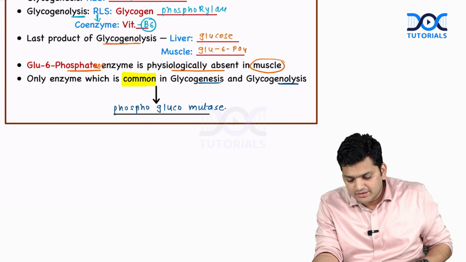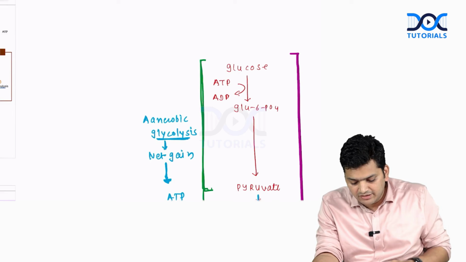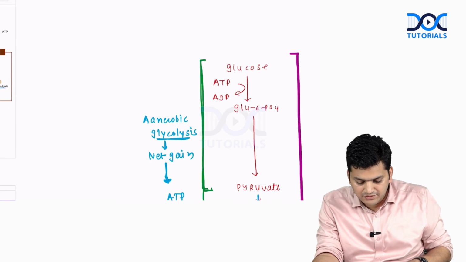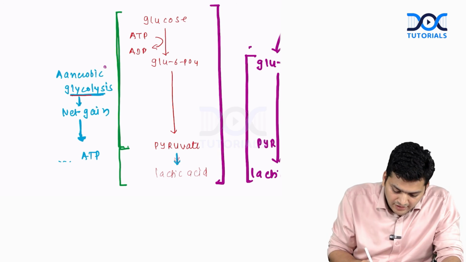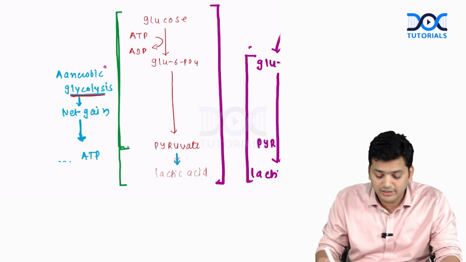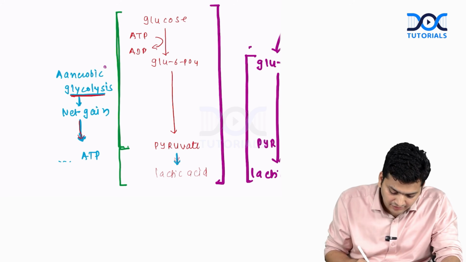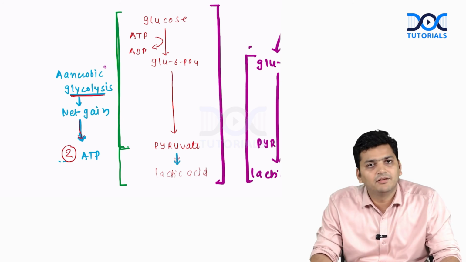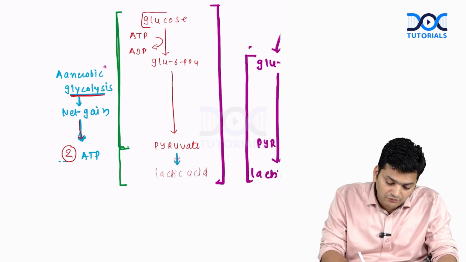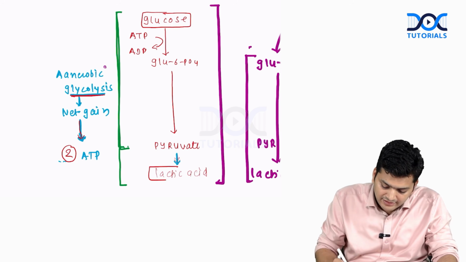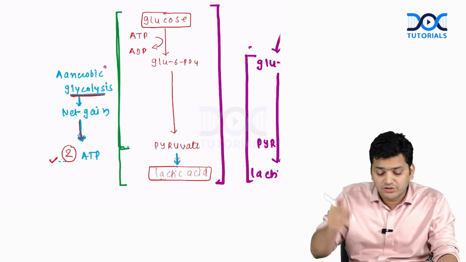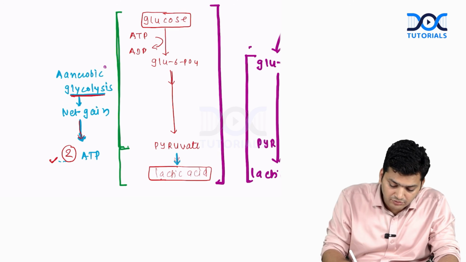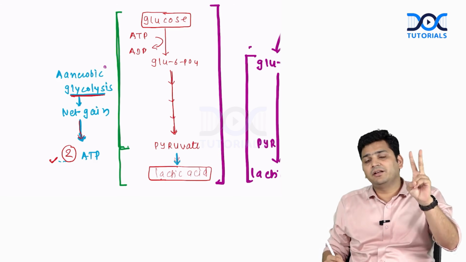Now, let's understand one more thing here. First understand the concept and then try to answer. Can you tell me what is the net energy gain when you do anaerobic glycolysis? 2 ATPs, right? From glucose, if you come all the way to lactic acid, the net energy gain is 2 ATPs. Glucose converts into glucose 6-phosphate, then ultimately pyruvate, and then pyruvate to lactic acid. So net energy gain is 2 ATP.